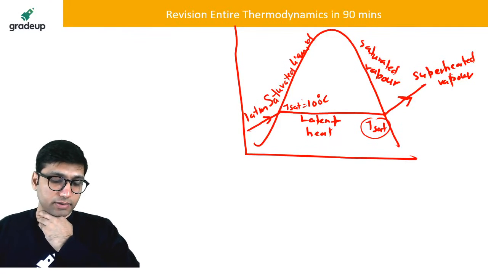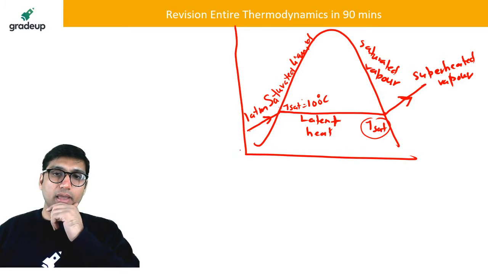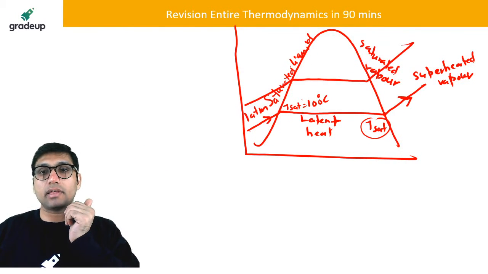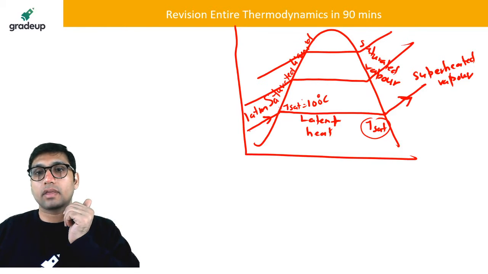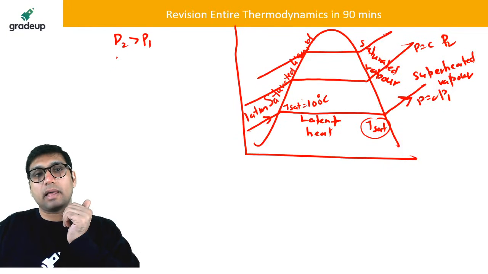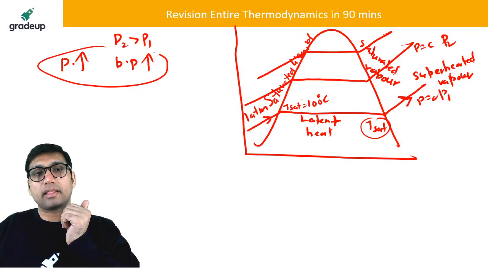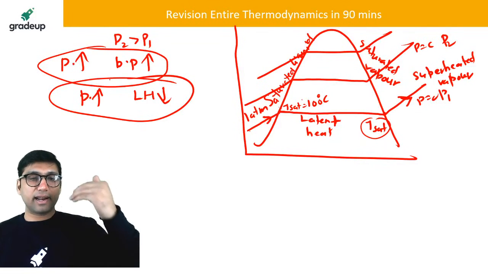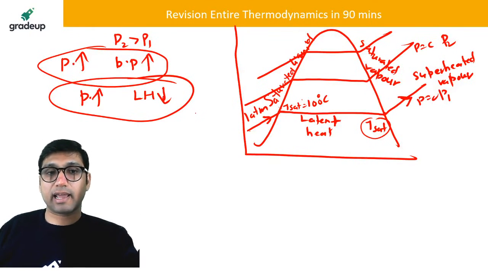Now my dear students, a very important thing I want to tell you here. If the pressure increases, अगर आप प्रेशर को बढ़ाते हैं, this is a constant pressure line, but let us say the pressure is increasing, the boiling point will increase. अगर प्रेशर को इंक्रीज करेंगे तो बॉइलिंग पॉइंट बढ़ता है, but if pressure increases, the latent heat will decrease. If the pressure increases, the latent heat will decrease. This is a very important thing.